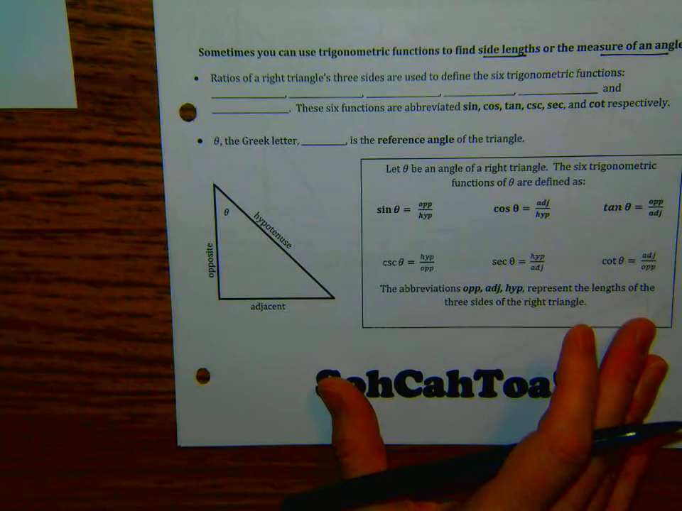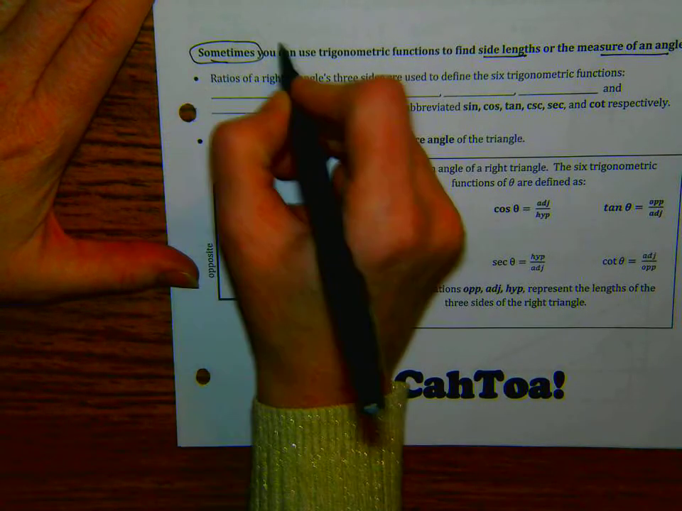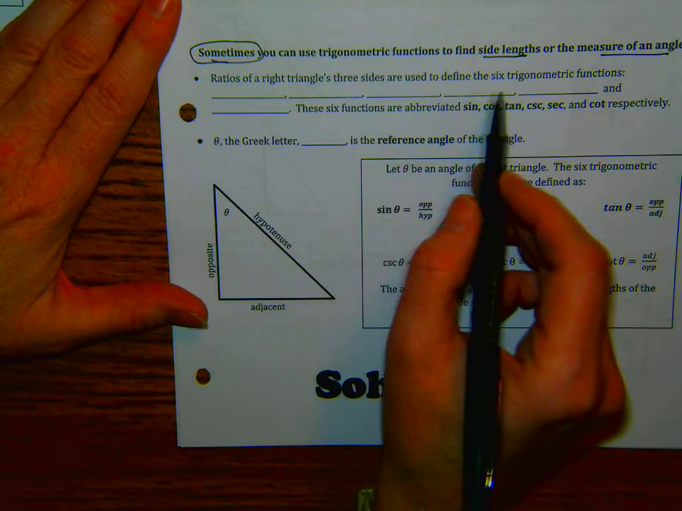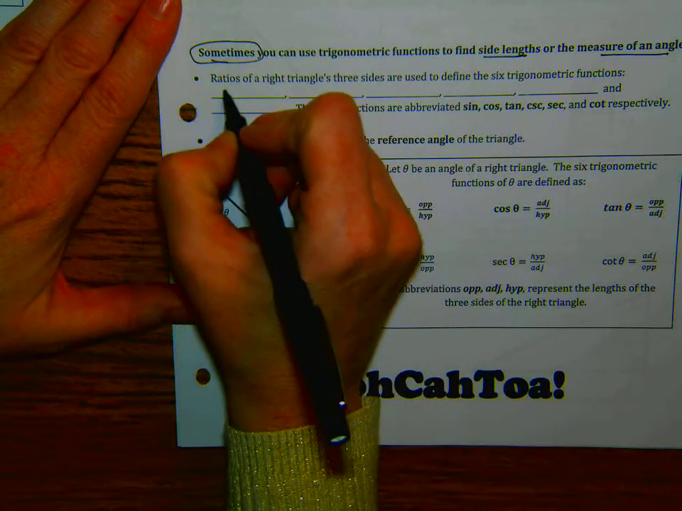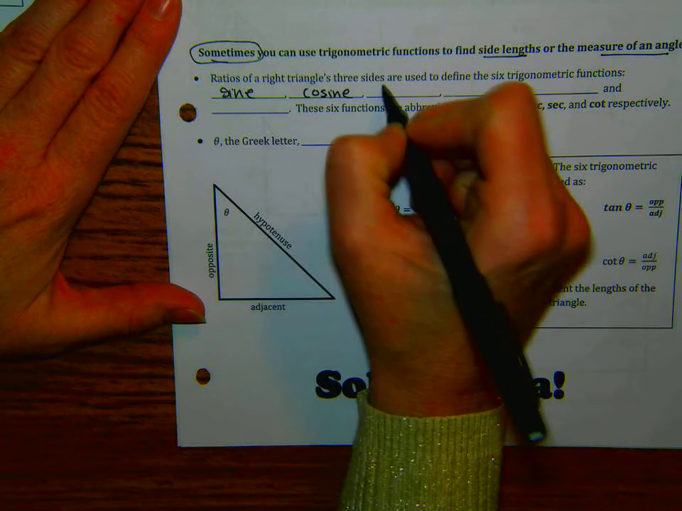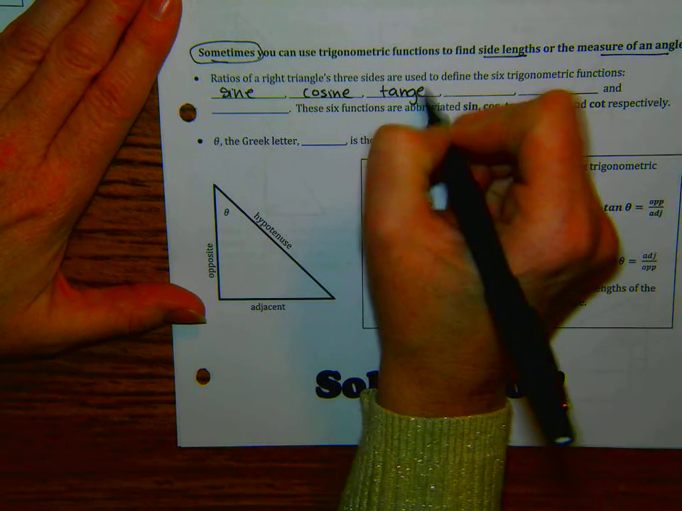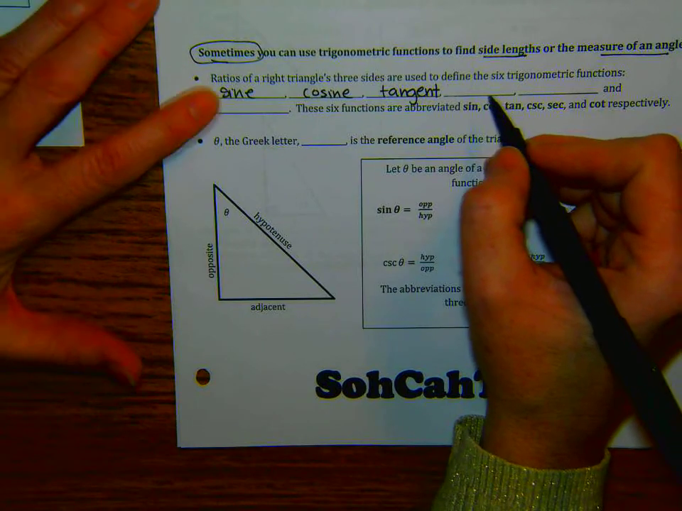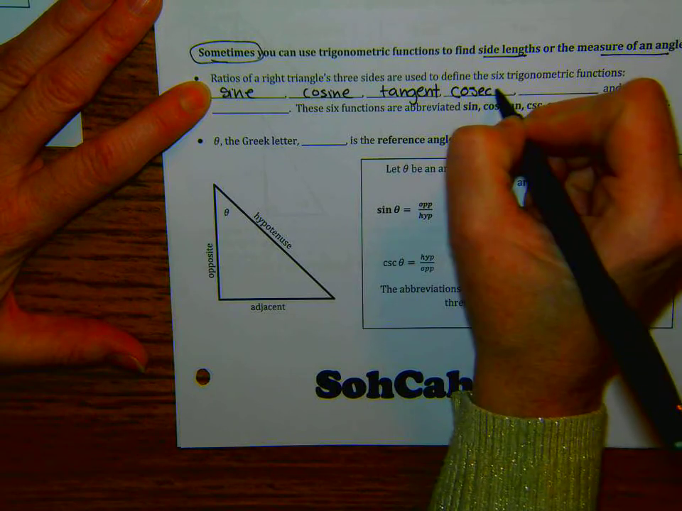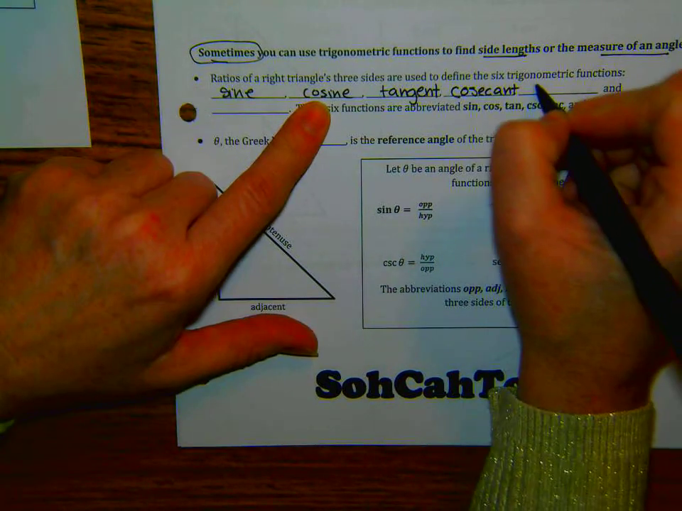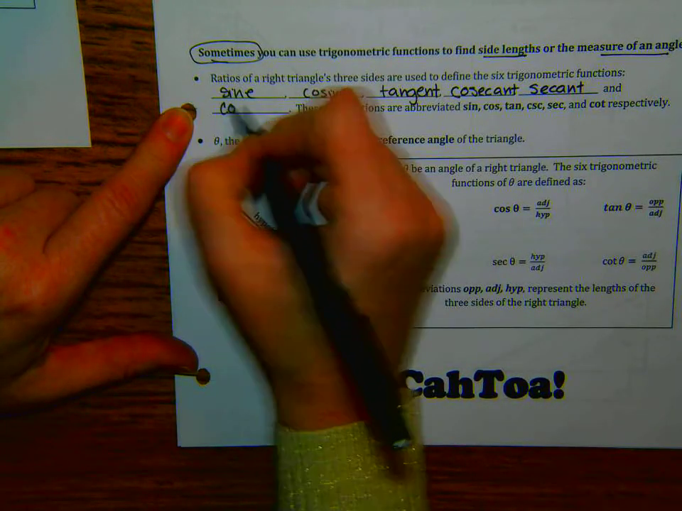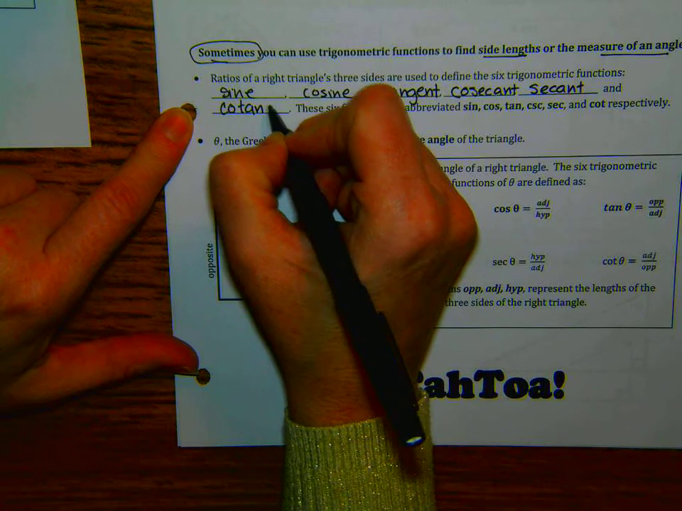And it says sometimes, and the reason we have sometimes is it needs to be a right angle. Ratios of right triangles, three sides, are used to define the trigonometric functions, and they are sine, cosine, tangent, and those are the basics that we will use, but they have opposites. The opposite of sine is cosecant. The opposite of cosine is secant. And the opposite of tangent is cotangent. See that each pair has a co.